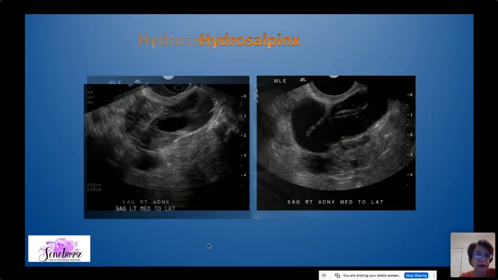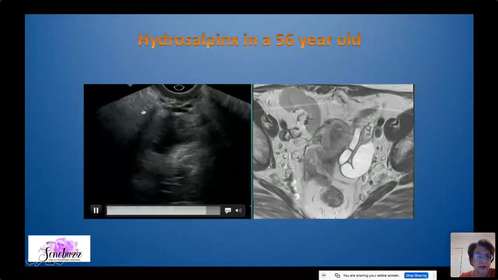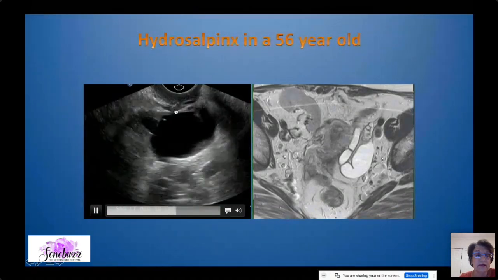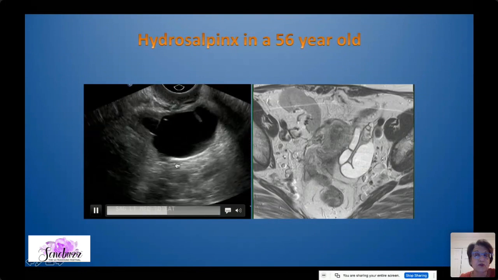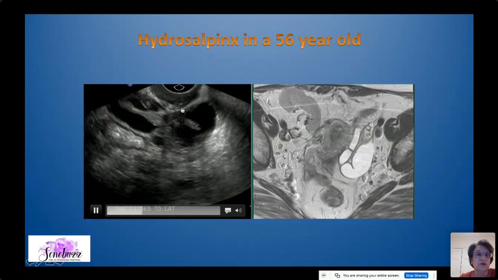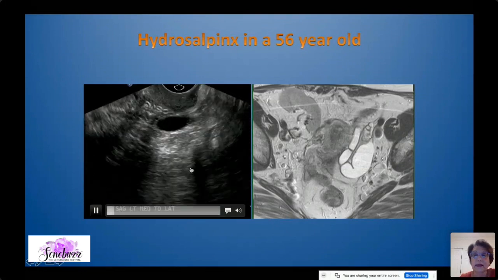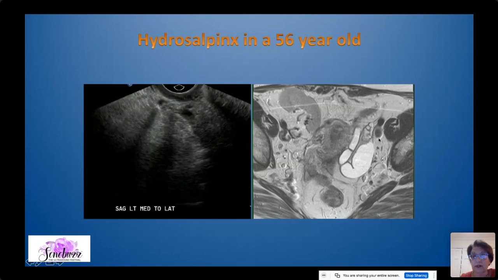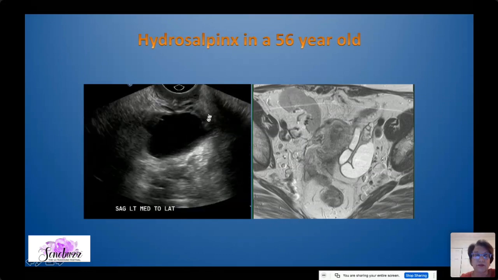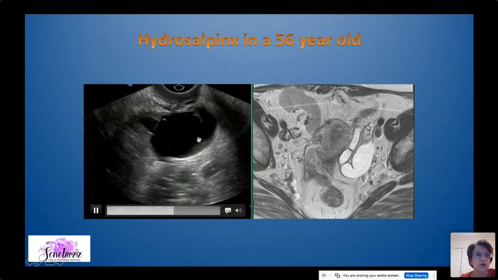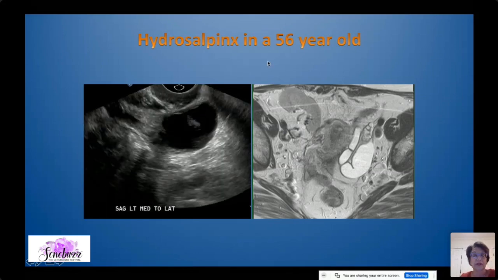Now, again, here you can get a sense that it's tubular, even though a portion of the fallopian tube is more distended. And this patient did have an MR that confirms the diagnosis. Again, she was 56 years old, so we wanted to make sure. But this is another comfortable diagnosis you can make.